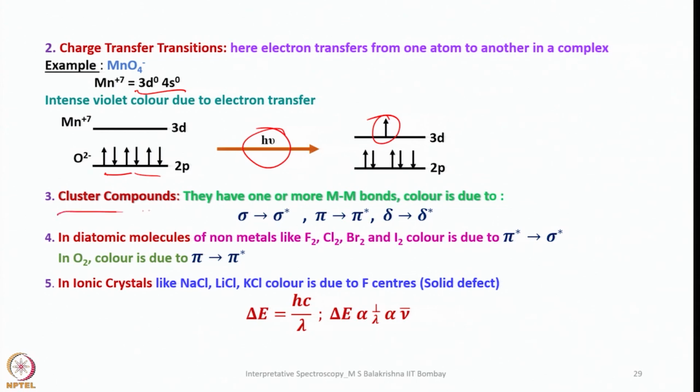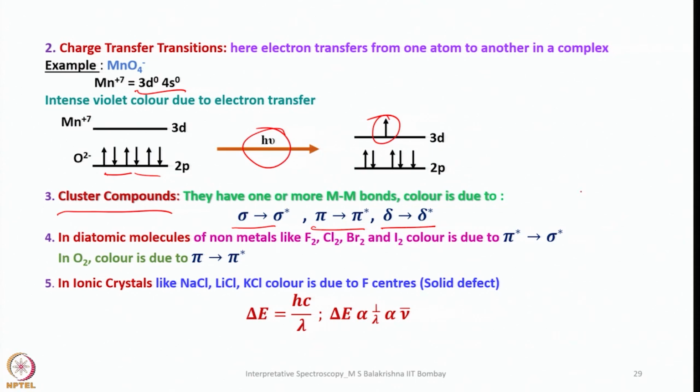And in cluster compounds, they have one or more metal-metal bonds. Color is due to either sigma to sigma star, pi to pi star, or delta to delta star transitions. You recall the bonding concepts I explained for metal-metal bonds, where we came across one bond, two bonds, three bonds, or four bonds. When you have four bonds, we call it a delta bond, and we can also have five bonds. That's called a quintuple bond.